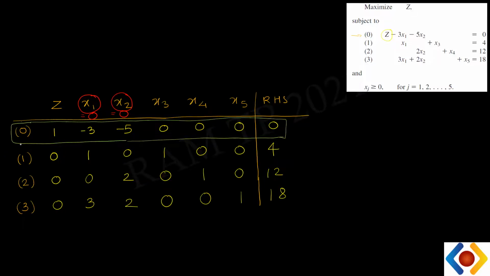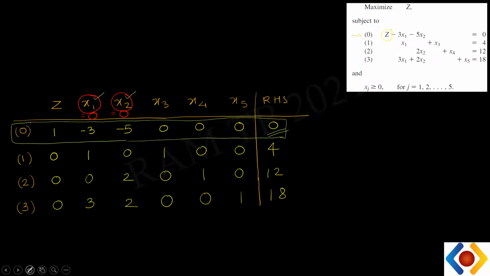Okay. The purpose of having this line is to track the right hand side. So what is the value of z now? 0. Why? Because x1 is 0 and x2 is 0, right? So at the origin, what is going to be the profit? 0. Fine. What is remaining now?